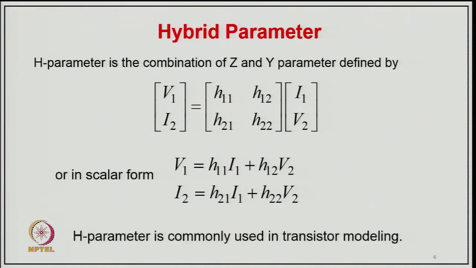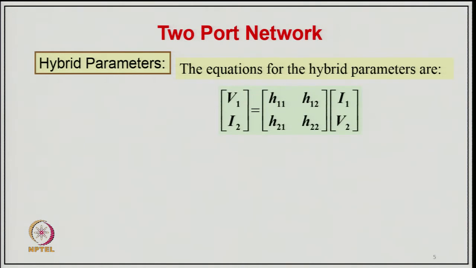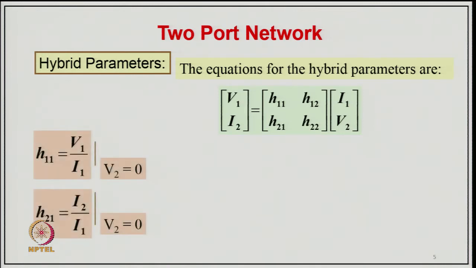Well, H parameters are commonly used in transistor modeling. The equation for hybrid parameters, which we already discussed, is V1, I2 as a function of I1, V2 in the form of H11, H12, H21, H22, where H11 is defined as V1 by I1, that is the input impedance, when the output port V2 equal to 0, meaning the second port is short circuited, and then H21 is the current gain I2 upon I1 when the output port is again shorted.